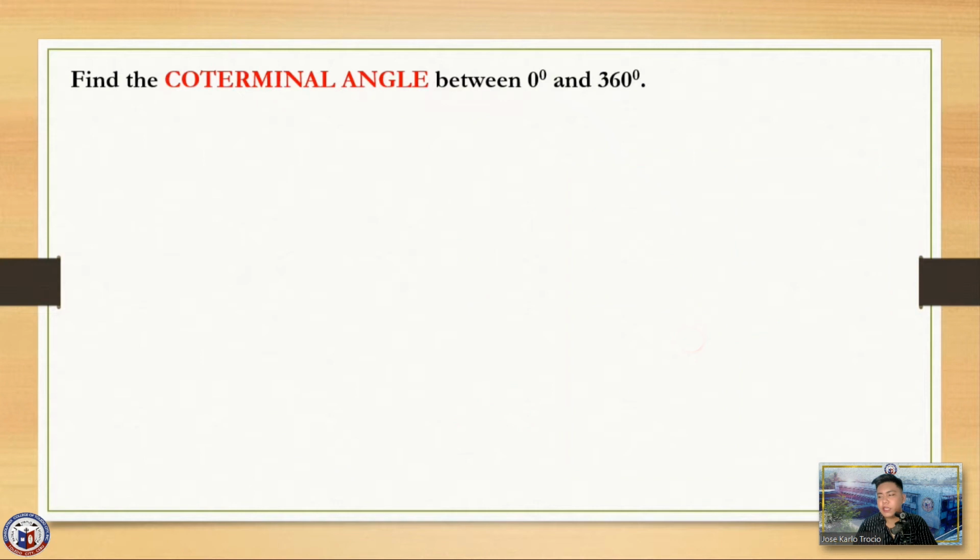Okay, how about if you're given the condition like you need to find the coterminal angle between 0 degrees and 360 degrees? So for example, you are given the angle negative 349 degrees. All you need to do is to add and subtract. As you can see, is 11 between 0 degrees and 360? Pasok ba siya? Pasok? Yes, it is. So no problem. That's it.